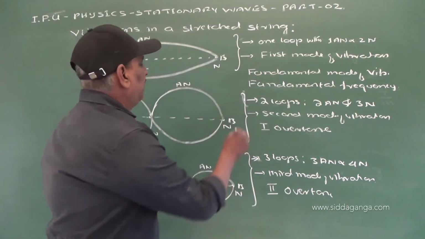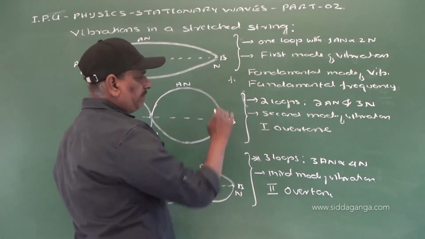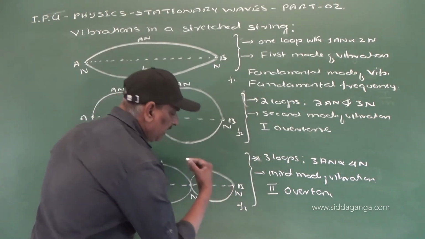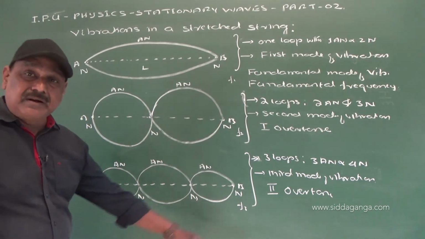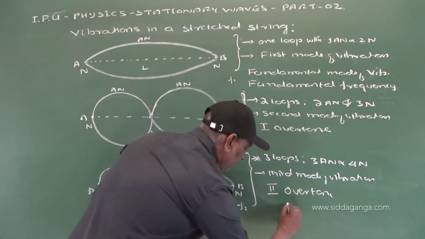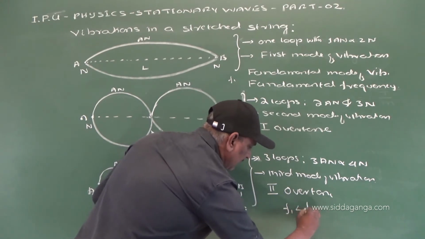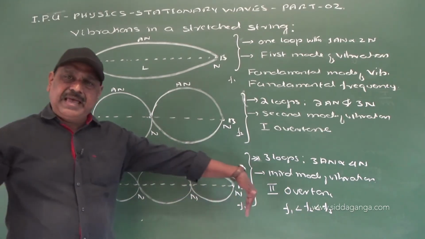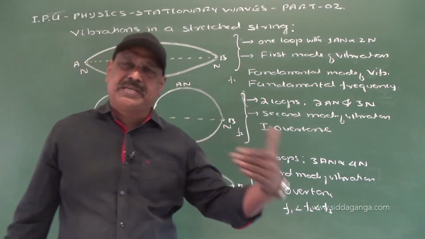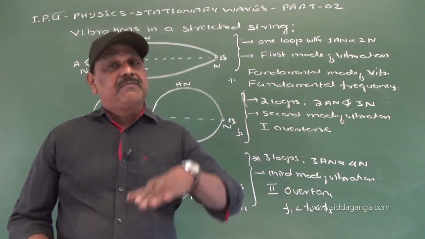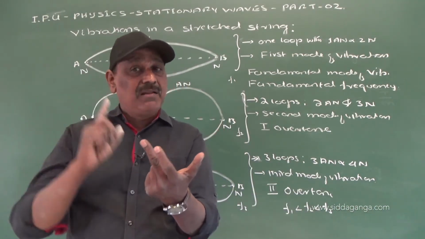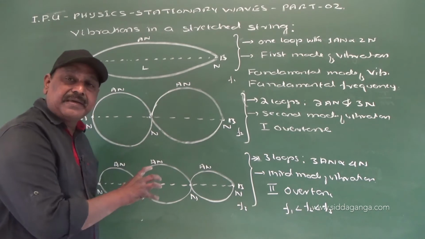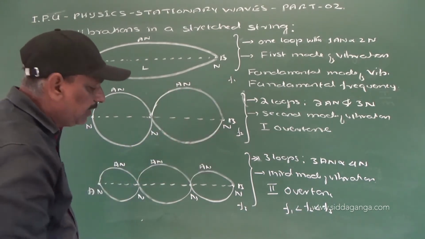overtone. Suppose F1 is the fundamental frequency, F2 is the frequency of first overtone, F3 is the frequency of second overtone. Similarly, here F1 is less than F2, which is less than F3. So if again we are having 4 loops, 5 loops, 6 loops, 7 loops, etc., for the same value of tension T, same length L, and same mass per unit length, the string can vibrate in different number of loops.